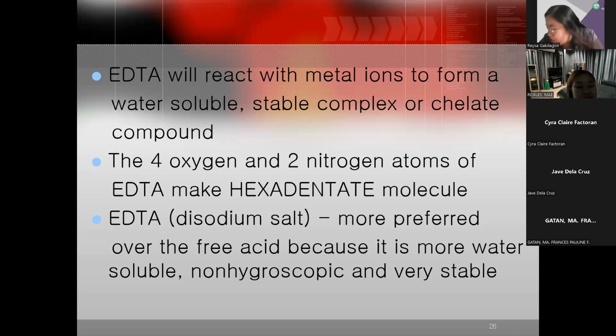Okay? 4 na oxygen and 2 nitrogen atoms. Okay. Again, 4 na oxygen, 2 nitrogen that will make hexadentate molecule. What do you mean by hexadentate molecule? Meron siyang 6 na molecule that has the ability to donate electrons to our metals. However, marami kasi tayong EDTA, no?